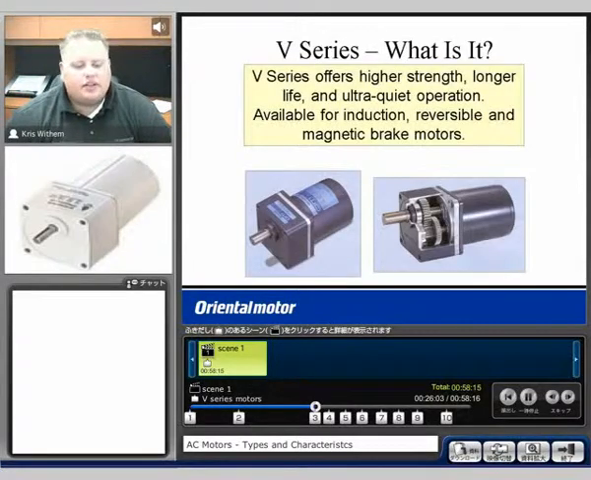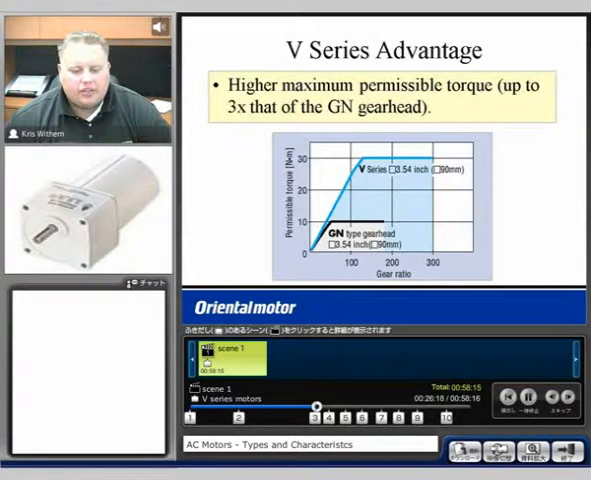We also offer the V series of the motor. The V series is very similar to the World K series. It has a higher strength, longer life, and more quiet gear head combination during operation. Now the V series advantage is pretty easy to see.